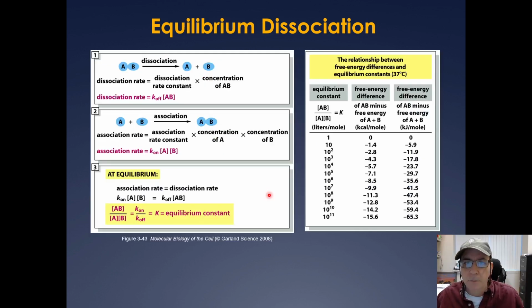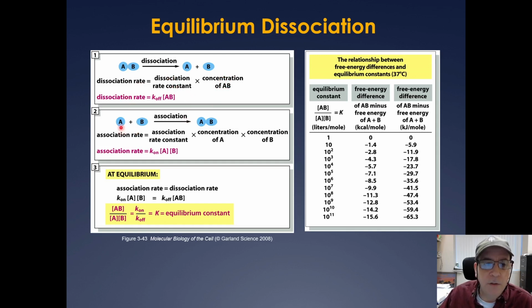Okay, and so biochemists use equilibrium dissociation to define how tightly things bind. And so in this instance, you have dissociation where you have A and B together, and when they dissociate, they become A plus B. Okay, and so the dissociation rate is the dissociation rate constant times the concentration of A and B, right? How often is that going to come apart?